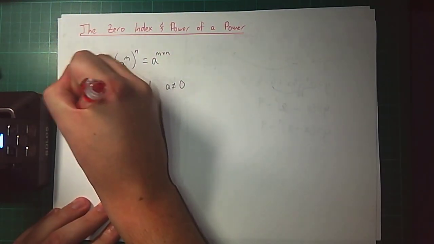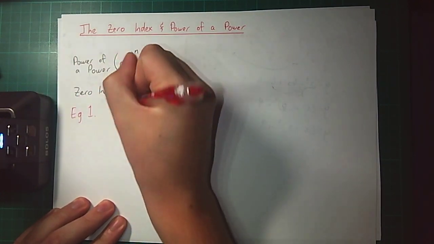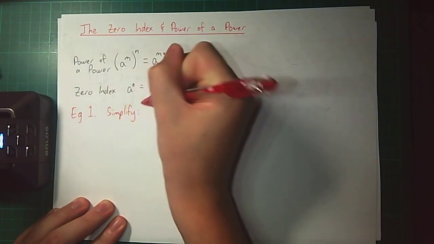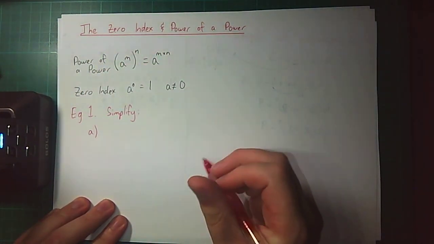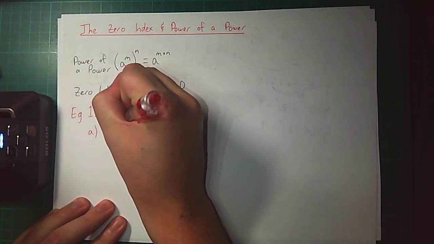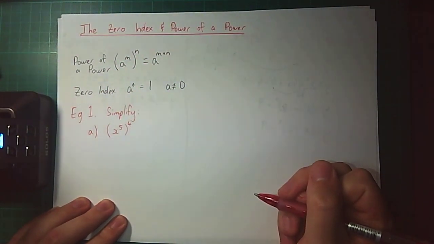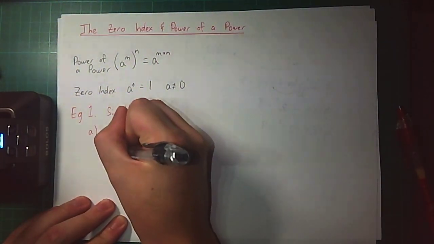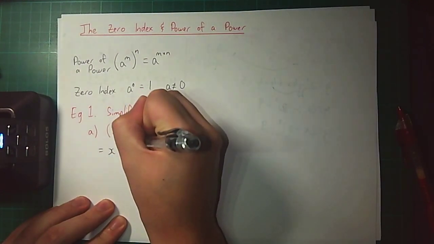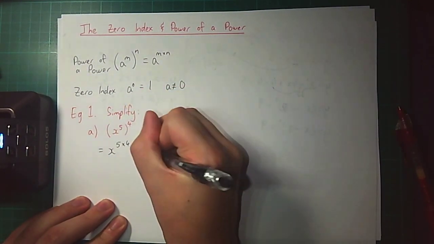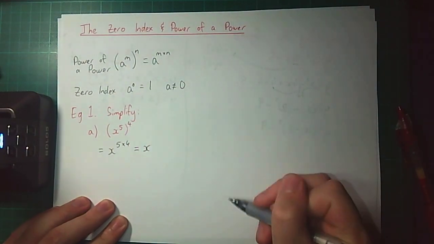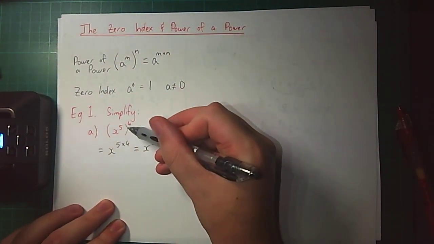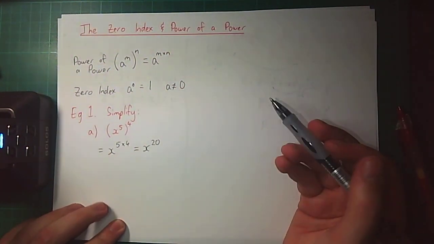Okay, example 1. Simplify. First question, part A. We need to simplify x to the power of 5 all to the power of 4. Okay, in this situation, we'll do x to the power of 5 times the power of 4. So we're going to multiply those two powers. So the base stays the same, still going to be an x, but 5 times 4, that will equal 20. So x to the power of 5 all to the power of 4 equals x to the power of 20.